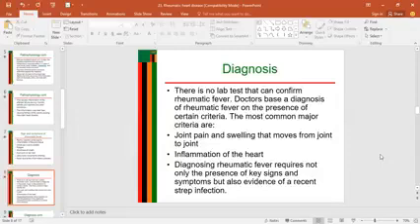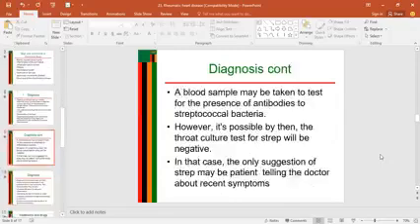Apart from that, you can now move on to either lab or radiological investigations. Here you can get blood for culture sensitivity reactions, which will reveal the presence of group A beta hemolytic streptococcus in the blood. You can also do a chest X-ray, which will reveal congestion in the heart.